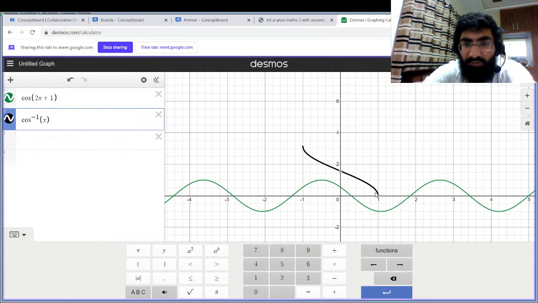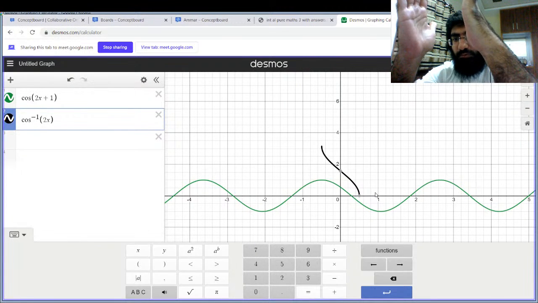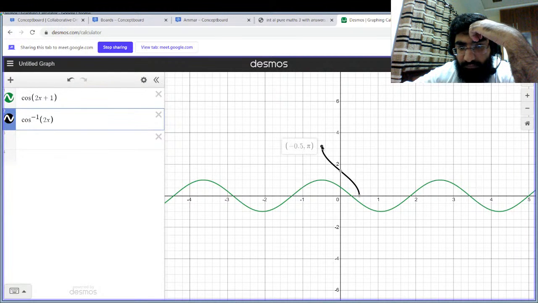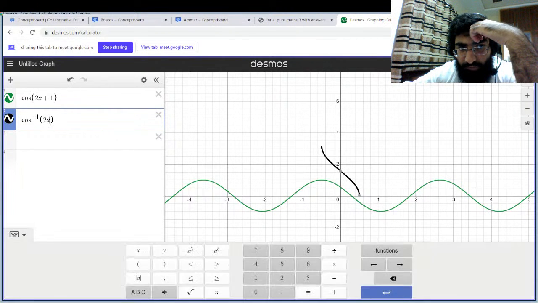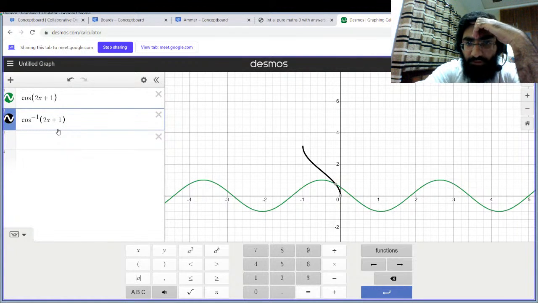And then you do 2x. When you do cos inverse of 2x, it will shrink to half. So this will be 0.5, and this will be 0.5 comma pi, because the maximum it goes to is pi, and this will stay as it is, pi by 2. Did you get cos inverse of 2x? Yes. And then when you do cos inverse of 2x plus 1, it will shift to the left.